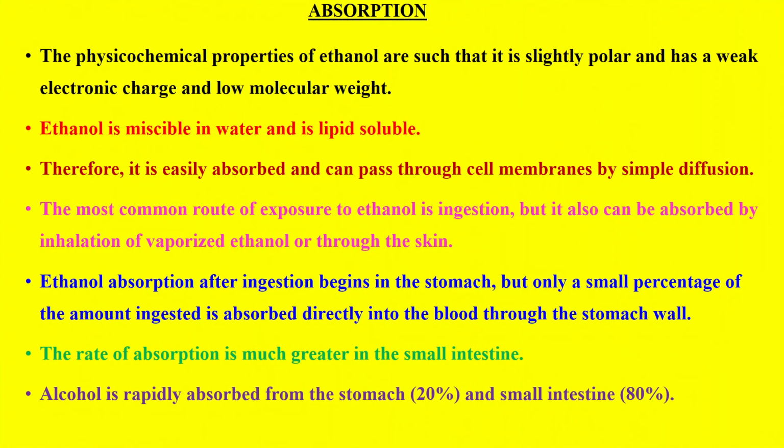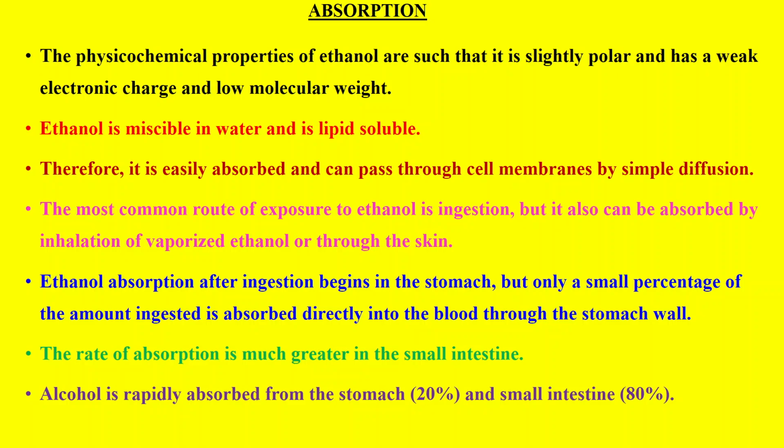Now, how is alcohol or ethanol absorbed? The physiochemical properties of ethanol are such that it is slightly polar and has a weak electronic charge and a low molecular weight. This makes ethanol miscible in water as well as in lipid. So it can cross the blood-brain barrier as it is lipophilic, and it is also miscible in water content, and thus it goes into every compartment of the body. It is easily absorbed and passes through the cell membranes by simple diffusion. The most common route of exposure to ethanol is ingestion, but it can also be absorbed by inhalation of the vaporized ethanol or even through skin.